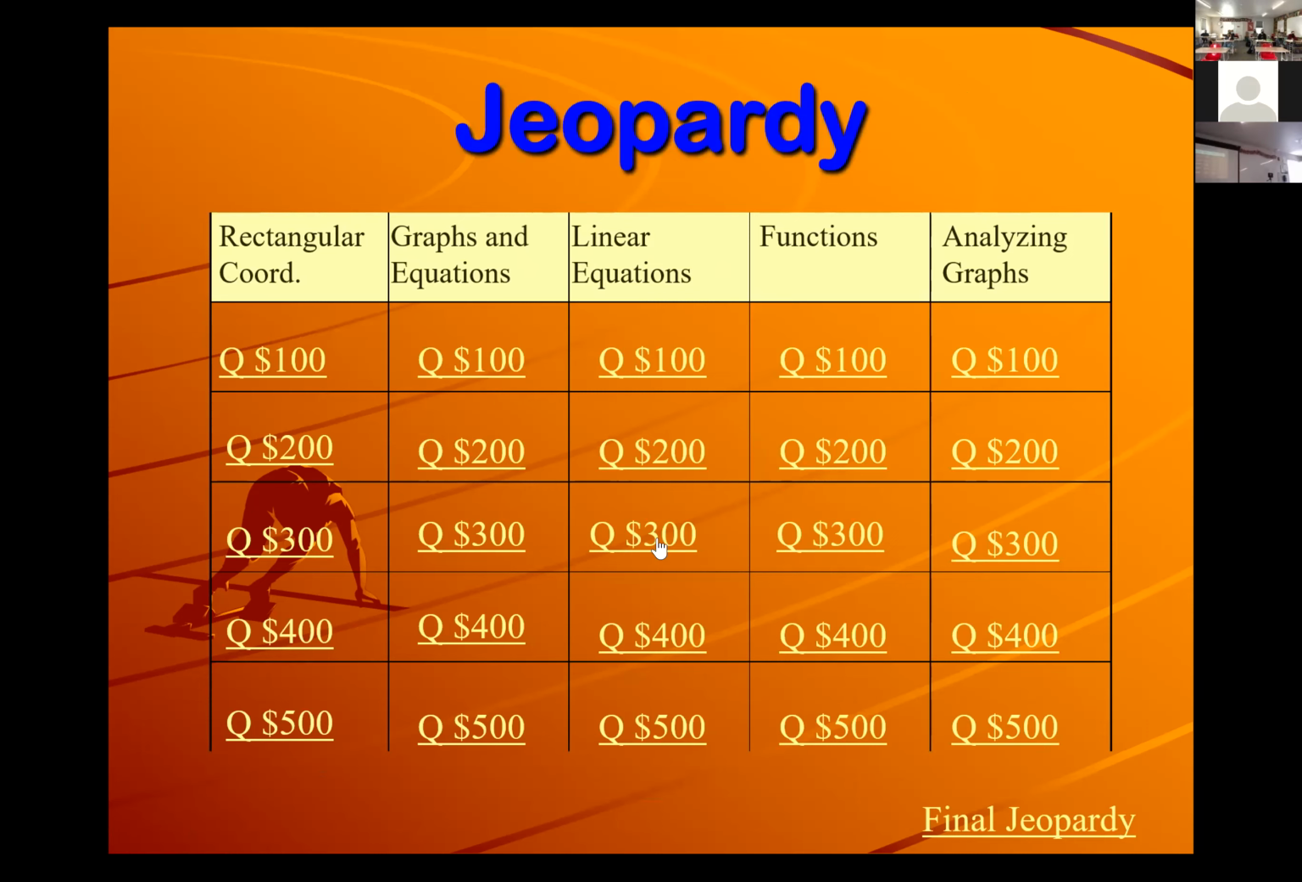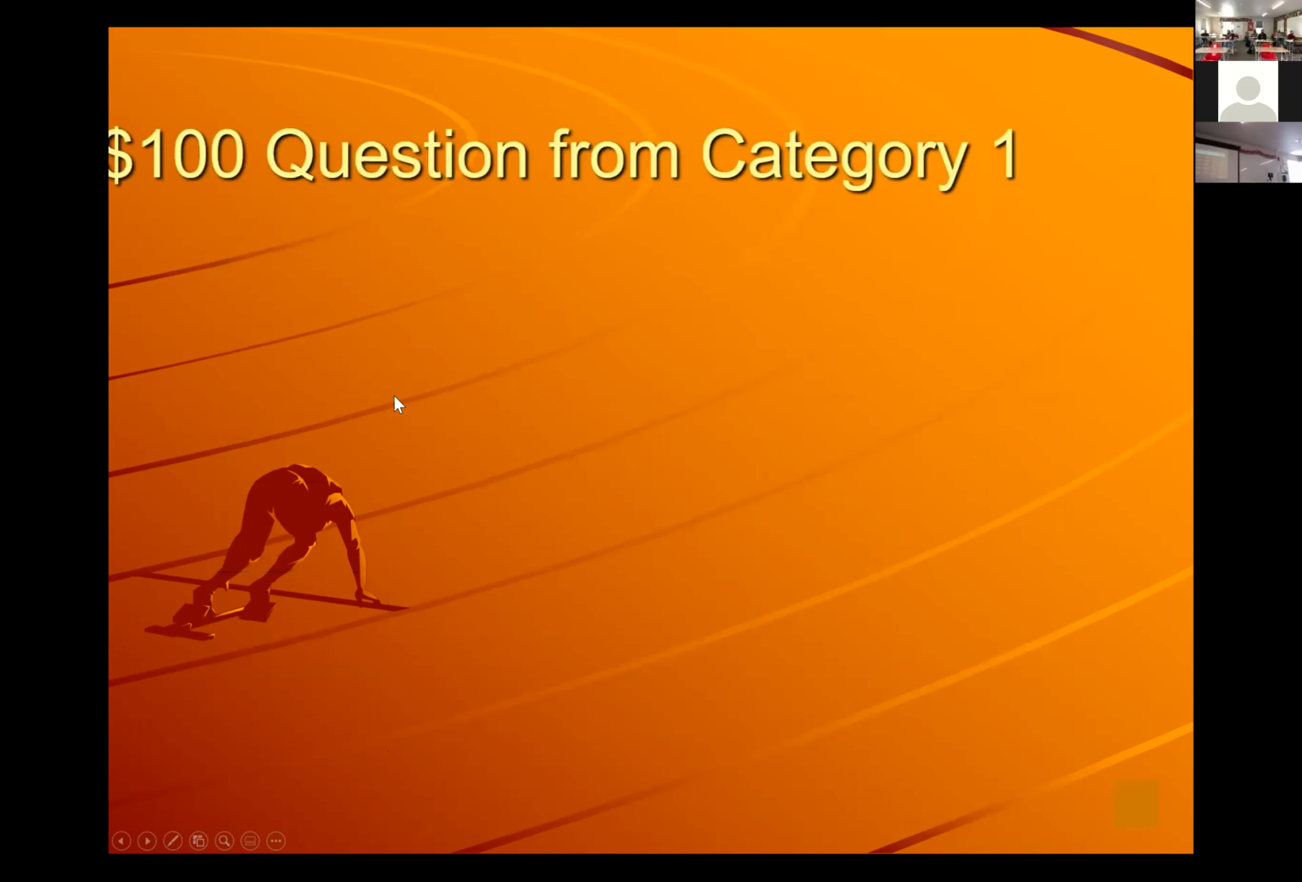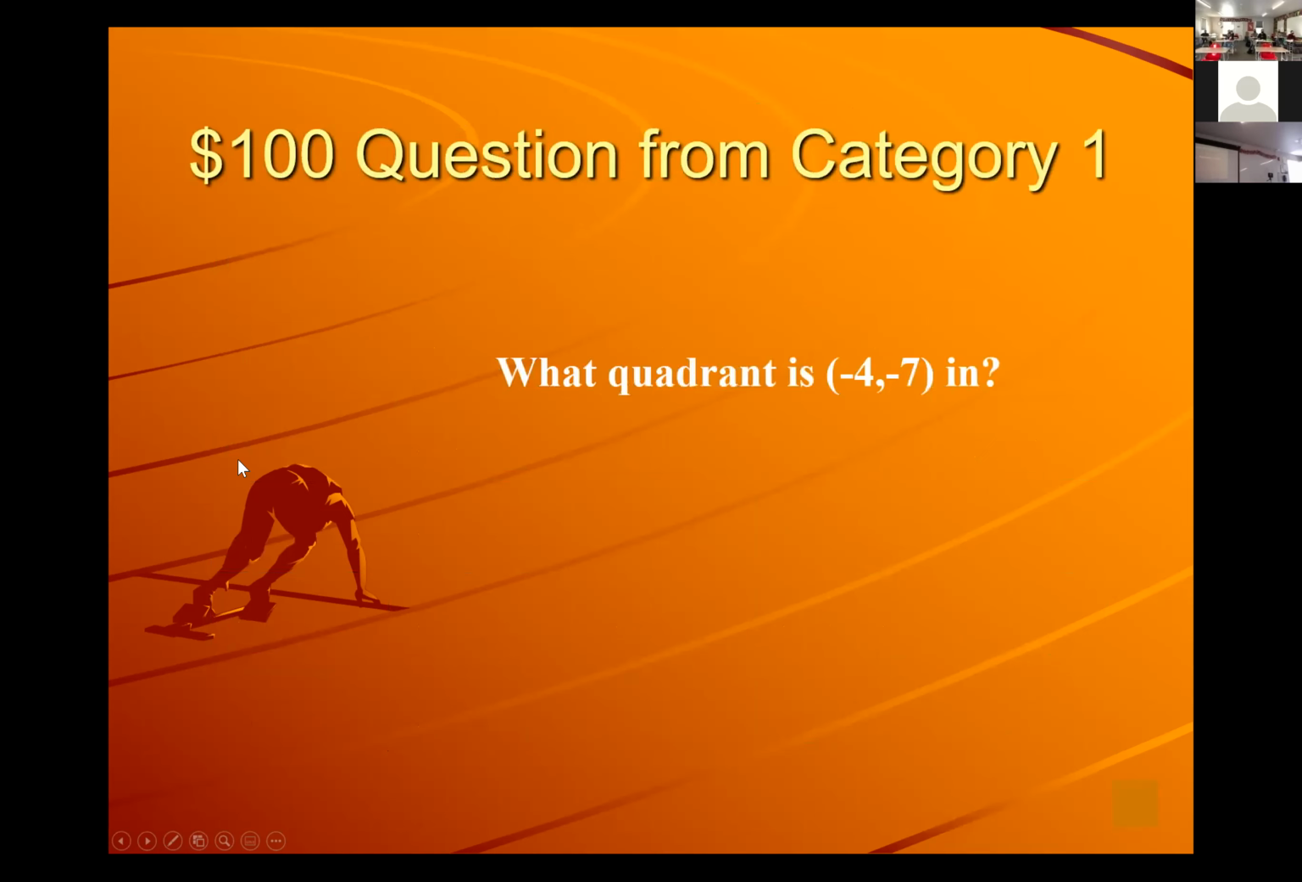Okay, we good? I'm gonna start off first, and then whoever gets it. I'm gonna go rectangular coordinates for 100. All yours, go. Tell me. Got it. Quadrant 3. Hold on. Too fast. Got it, answered in the form of a question. What is quadrant 3? Hold on, we're gonna go with this.